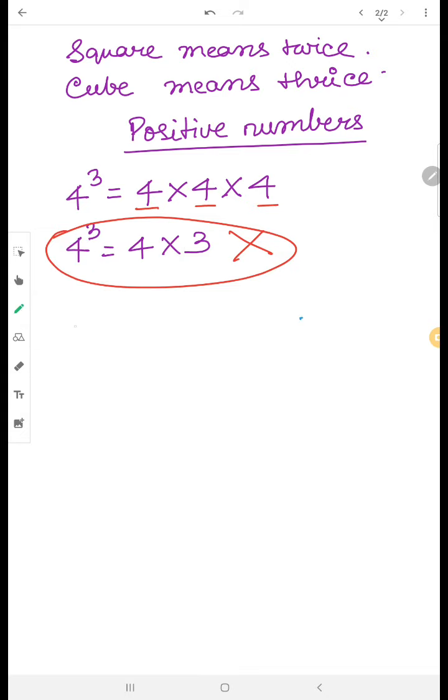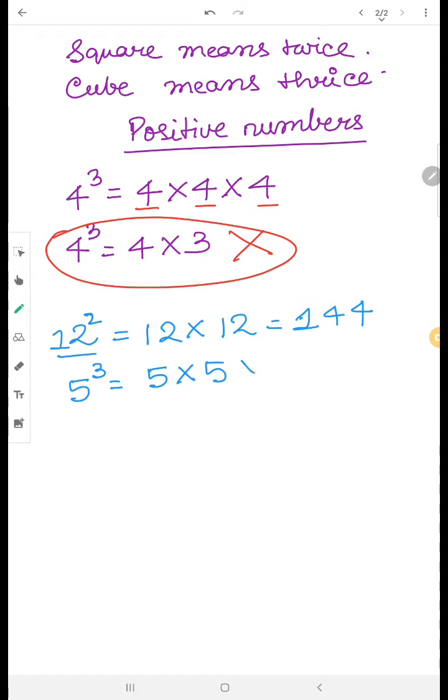Suppose I get 12 to the power 2. What does it mean? 12 is getting multiplied by itself twice, which gives the value 144. Okay, so this is the square of 12 or 12 to the power 2. Similarly, if I get a number 5 to the power 3, what does it mean? It means 5 times 5 times 5. That is 125. See, here is power 3. That means 5 is getting multiplied by itself thrice.